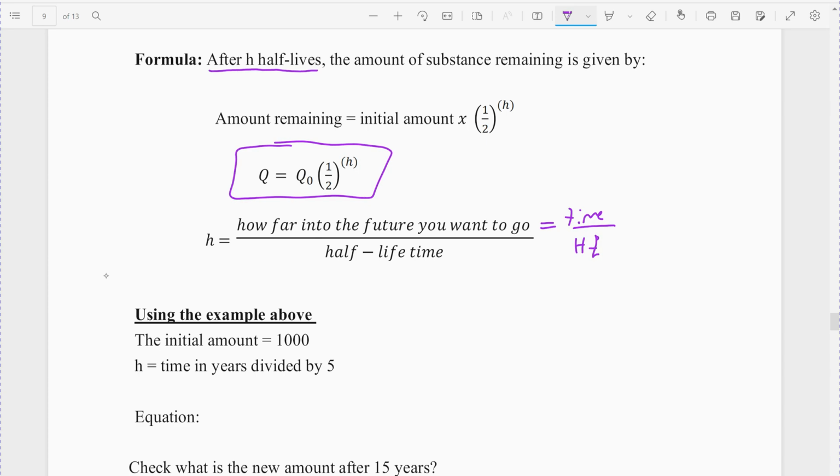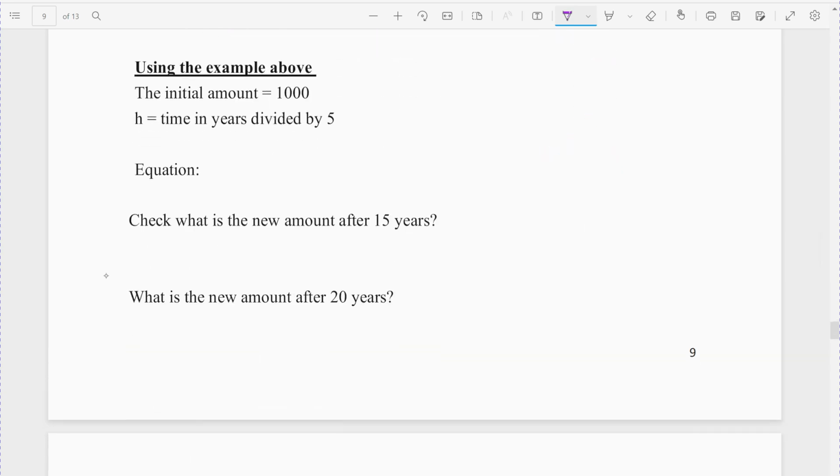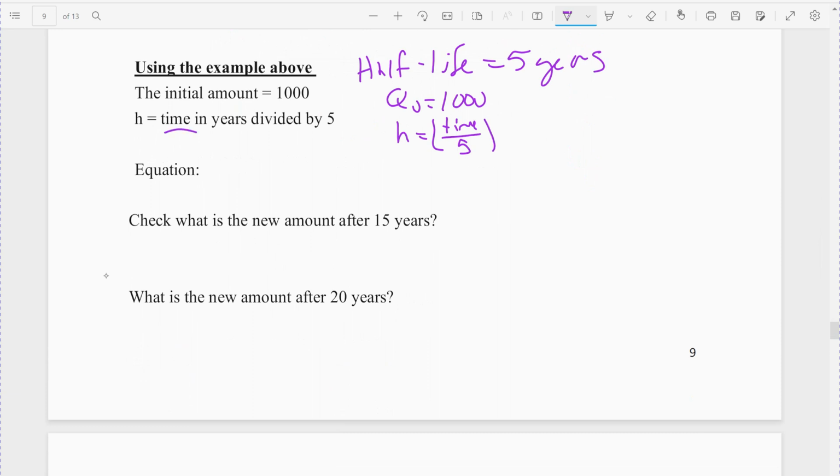Alright, so to do the example that I gave you above, suppose that you started out with 1,000, and our half-life was, remember, 5 years. Every 5 years it divided in half. So the initial amount is 1,000, so Q naught is 1,000. H would be our time divided by 5. That's what H would be. Right, time in years divided by 5, because our half-life is in years.